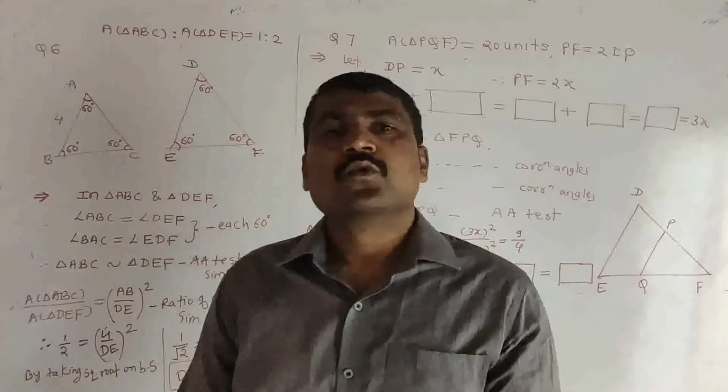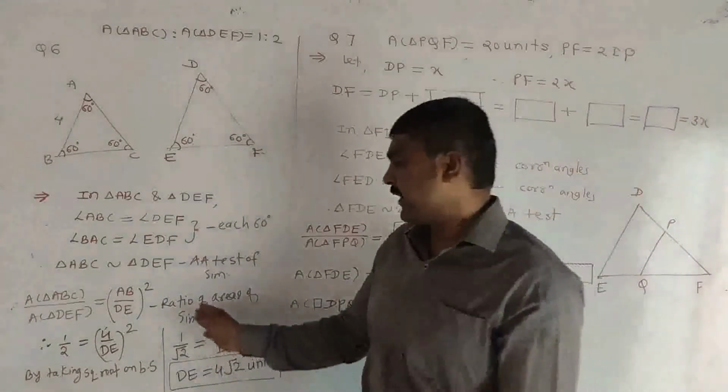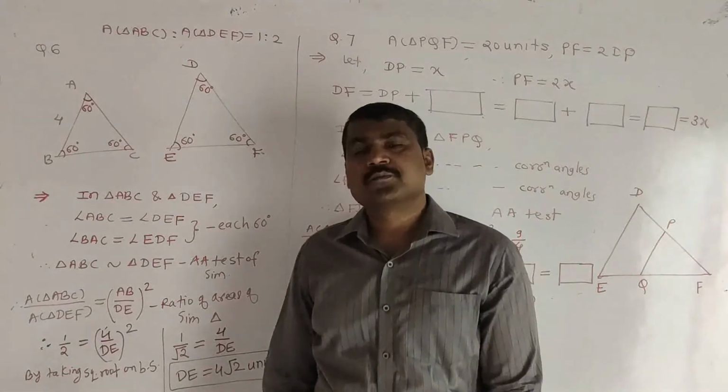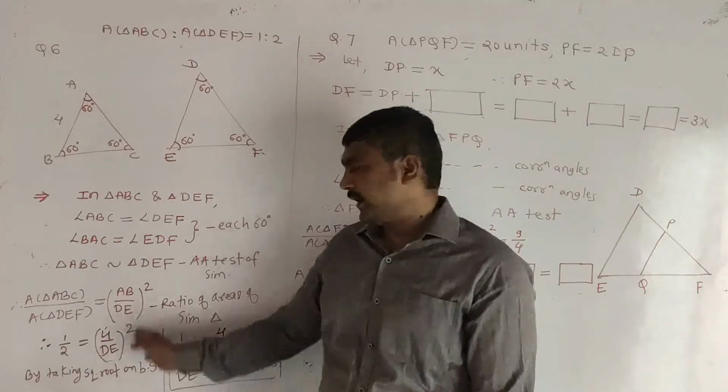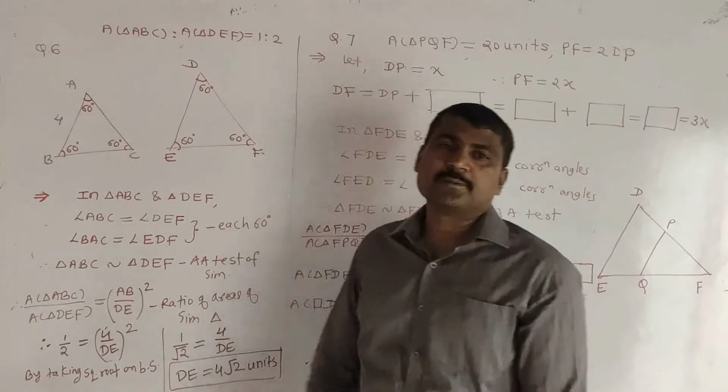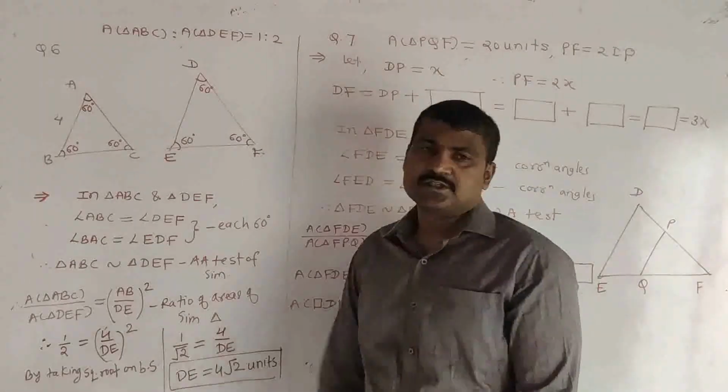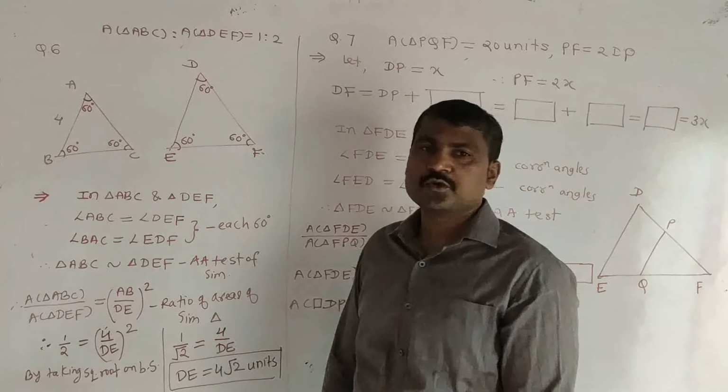Once we prove two triangles are similar, we can apply the theorem of ratio of areas of similar triangles. I have applied the theorem, and by cross multiplication I got the answer. This is your answer. Understood?